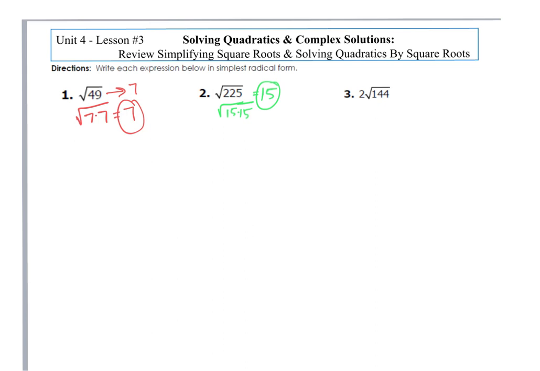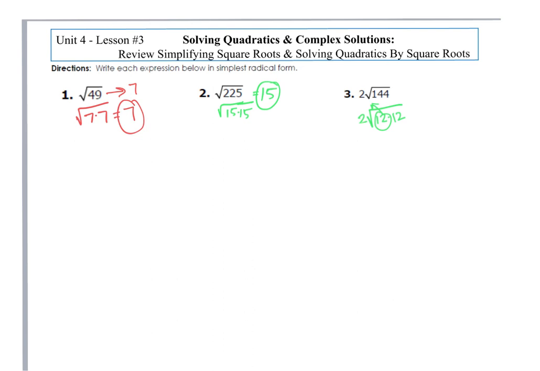Now, in number 3, we're saying 2 times the square root of 144. Okay, so what number times its own self equals 144? That was 12 times 12. So what's coming out of here is 12. 12 gets to come out because that's the square root of 144.